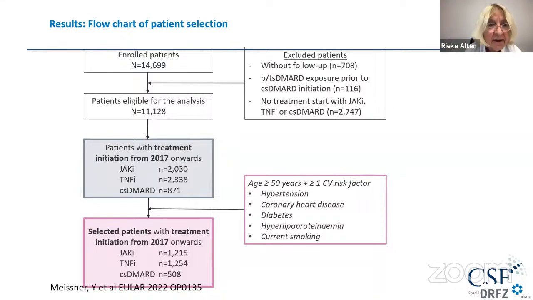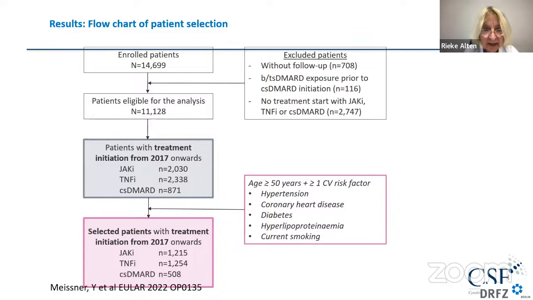I'm back again, I think. You can see here the flow of the patient selection, which were included in the RABBIT study. And then especially the population was standardized, very similar to the ORAL Surveillance with the risk factor, one cardiovascular risk factor, hypertension, coronary heart disease, diabetes, or dyslipidemia, and also current smoking.